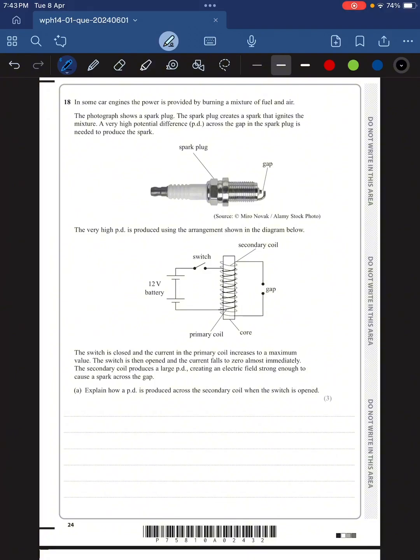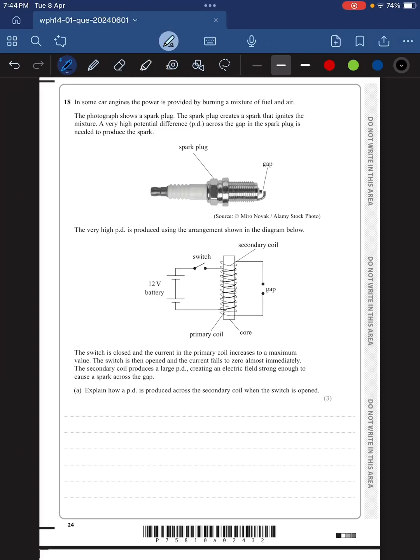Okay, so we have a primary coil and some voltage provided to it with a battery, and a secondary coil and a gap. Okay, so the secondary coil is wrapped inside the primary coil. And there is also a core. The switch is closed and the current in the primary coil increases to a maximum value. The switch is then opened and the current falls to zero almost immediately. The secondary coil produces a large potential difference, creating an electric field strong enough to cause a spark across the gap. Explain how a potential difference is produced across the secondary coil when the switch is open.